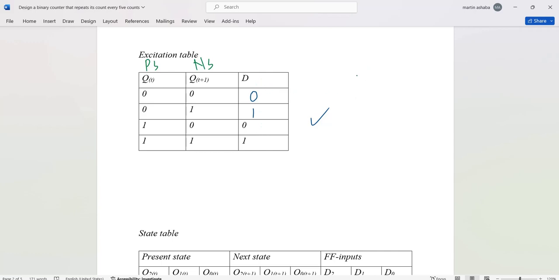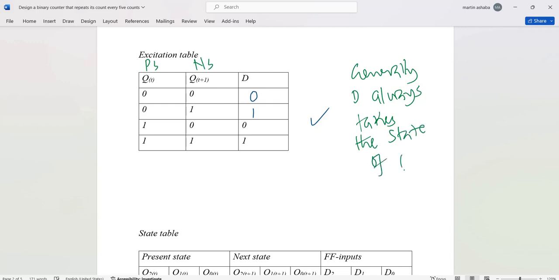So generally, you will see that D always takes the state of Q of T plus 1. When Q plus is 0, D takes 0. If it is 1, D is going to take a 1.